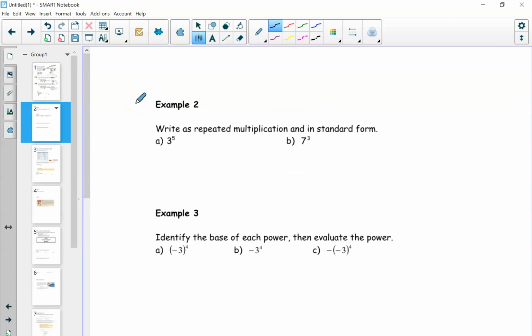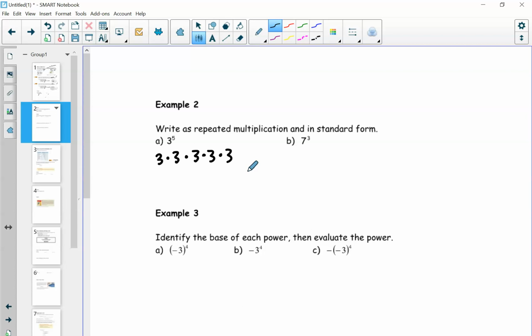A couple more examples here. It says write as repeated multiplication and in standard form. Well, if we're going to write 3 to the power of 5 in multiplication form, it would just be 3 times 3 times 3 times 3 times 3. There's 5 of them there, right? And to find the standard form, to find out what the answer is, it's probably easier to just use your calculator.